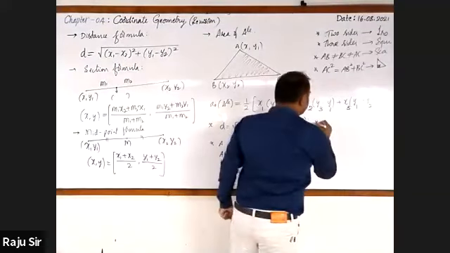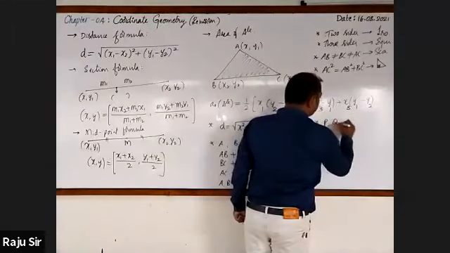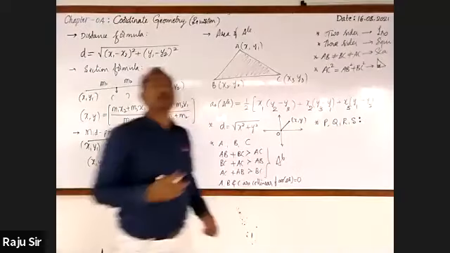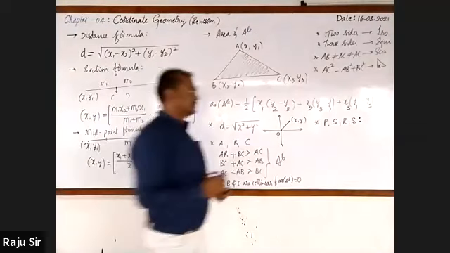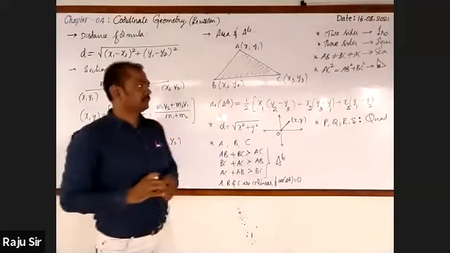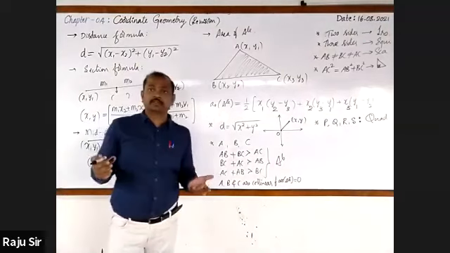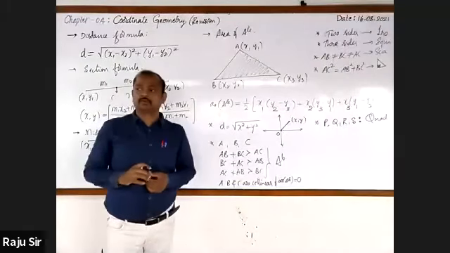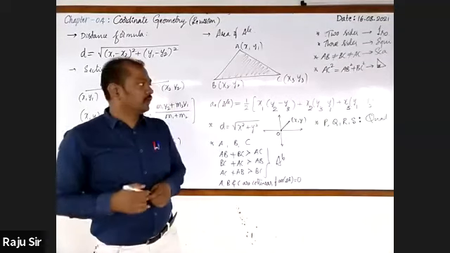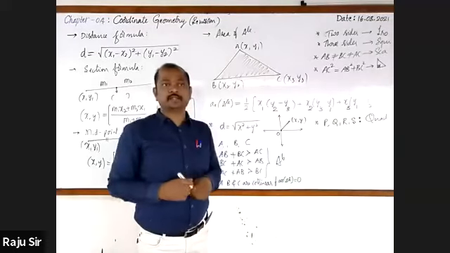Similarly, 4 points will be given. Let me take these 4 points as P, Q, R, and S. Could you tell which geometrical figure is formed? Quadrilateral is formed. If a quadrilateral is formed, then you can also decide the type of the quadrilateral, on the basis of sides and diagonals, by finding the measurement of sides as well as diagonals.